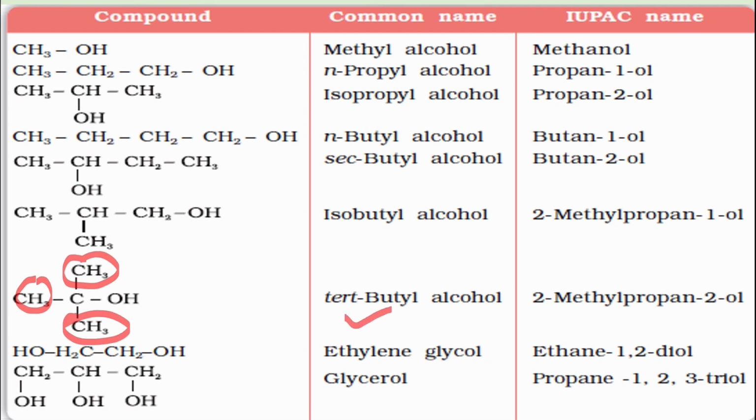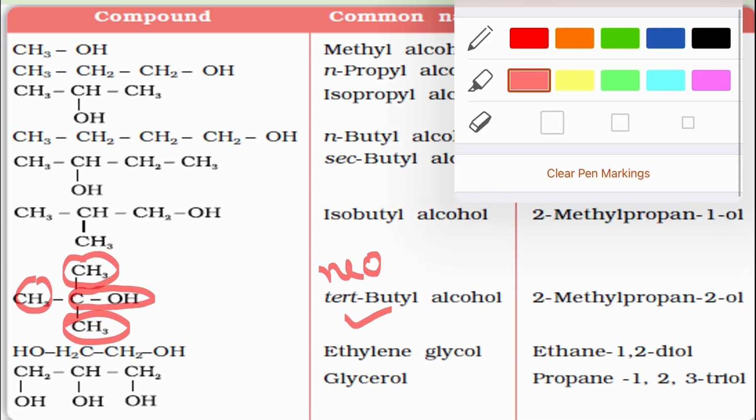Tertiary. You can call it neo also. Neo means 3 methyls on the same carbon. Tertiary because this carbon which is attached to OH is attached to 3 more carbons directly. So this is also called tertiary butyl. IUPAC names we have already understood for these compounds.